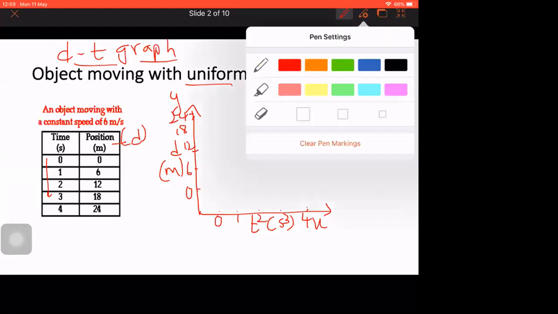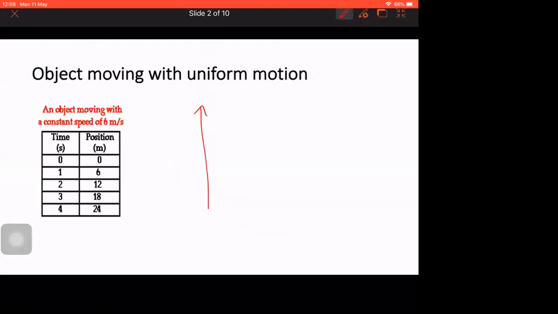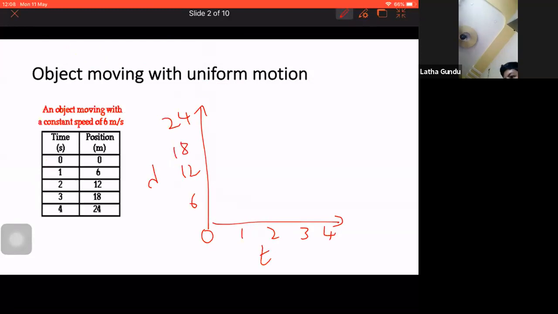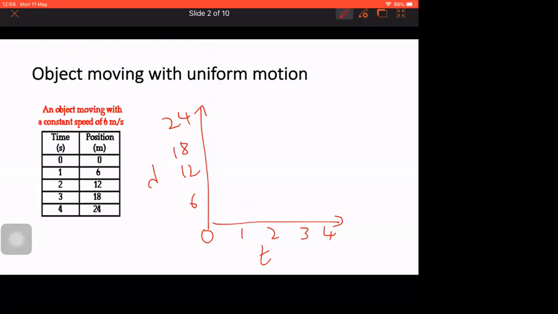Sorry, there is a mistake. 0, 1. So it should be clear, no? So I'm not putting only numbers here. Okay, 6, 12, 18, 24. Yes, time, distance. Now we'll be drawing a rough graph. At 1 second, how many meters has it covered? 6. Given time is 2 seconds, at 2 seconds it's 12. At 3 seconds it's 18. Naksh, mute yourself.